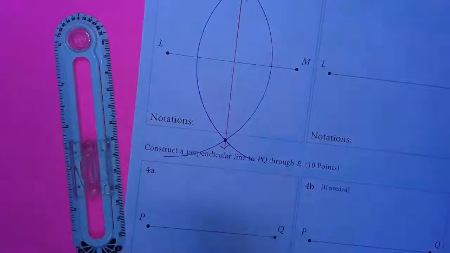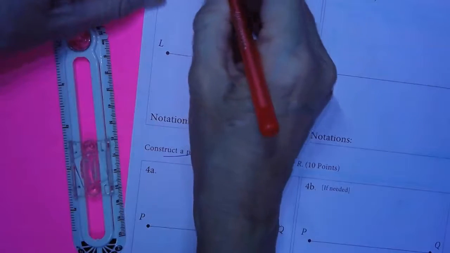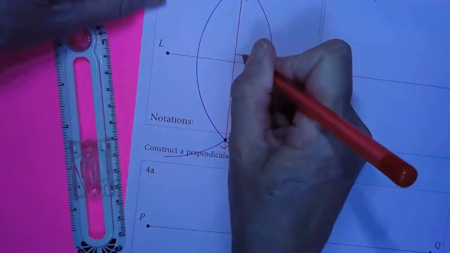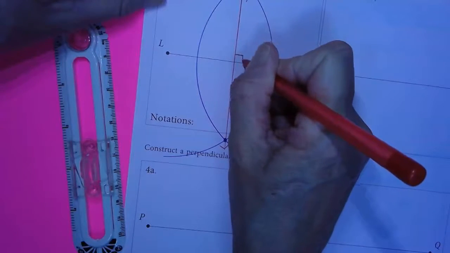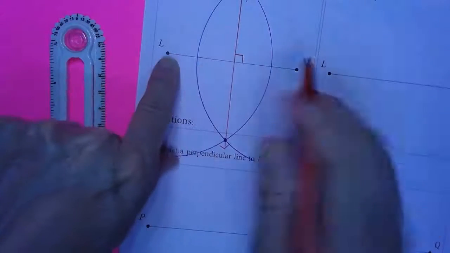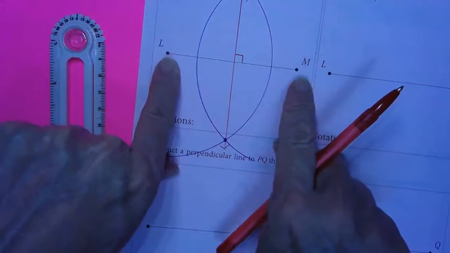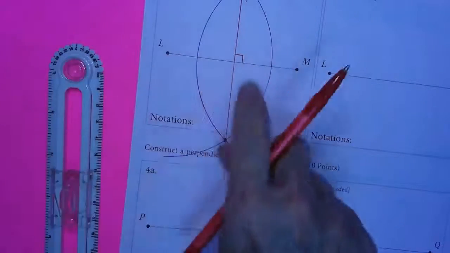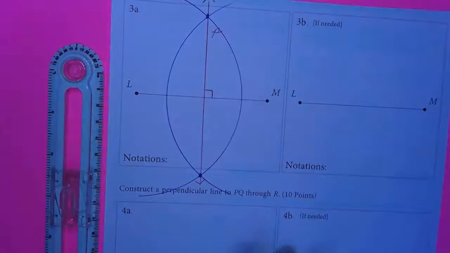I've labeled it. Because this is perpendicular, I need to put in my symbol. That vertical red line is 90 degrees. It's perpendicular to the segment, creating 4 90-degree angles. Every time you have two perpendicular lines, that's always true.